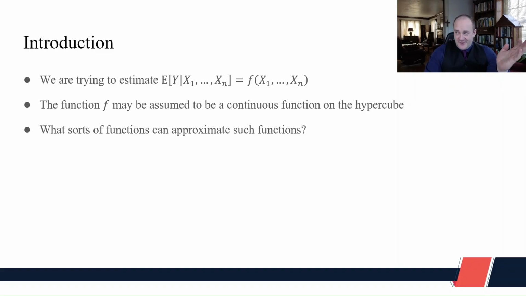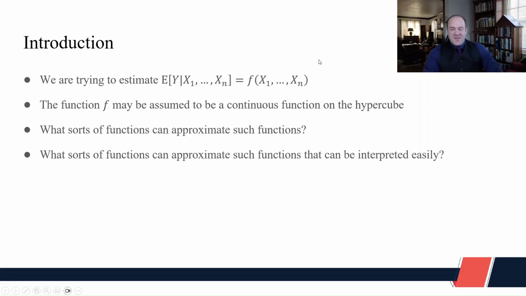In fact, one of the answers to this question are what are known as indicator functions, and that's what makes trees work, and that's what makes, therefore, the xgboost models work and the random forest models work, is that both of those are tree models. Tree models are based on indicator functions, and indicator functions can, in fact, approximate any continuous function on the hypercube. But those aren't the only families of functions that can do that.